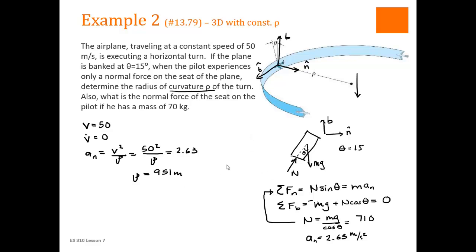So in this problem, just to review, we drew our free body diagram, we drew our coordinate system. In this case it was n and b, we weren't interested in anything in the tangential direction. We wrote our equations of motion, or our Newton's second law equations, and we were able then to solve for our acceleration, and then we used our definitions from kinematics in order to find information about the radius.